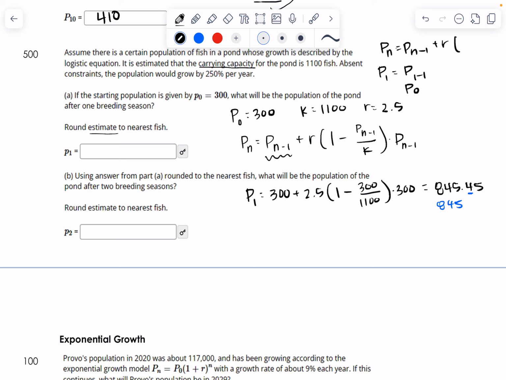If it said round up to the nearest fish, then whatever it is, you just round it up. But this just says round to the nearest fish. So we would put 845. And then we're going to plug in all of that again. So P sub 2, the second population, now we're using P sub 1 on here.